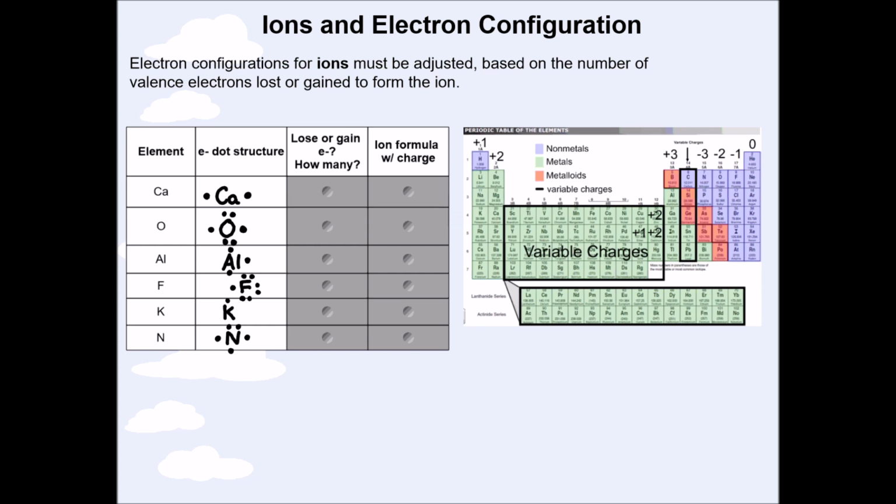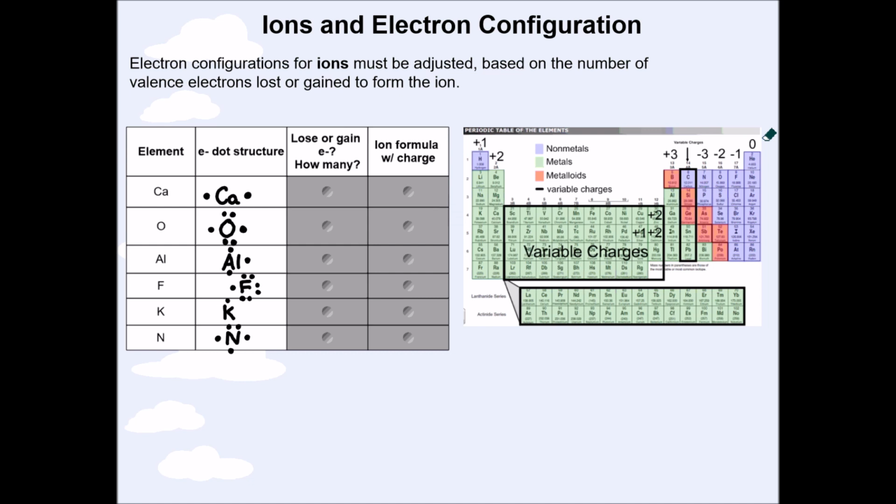Let's talk about ions and electron configuration. If atoms lose or gain electrons in order to become ions, then electron configurations for ions must be adjusted based on the number of valence electrons lost or gained to form the ion. Right now, your periodic table should have these ion charges labeled for each group. And then for the special noble gases, they're going to have a charge of 0.